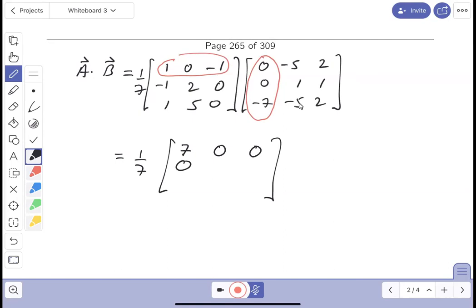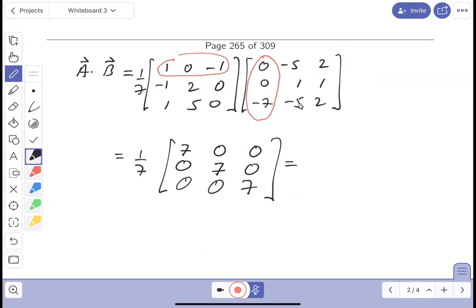Let's see, 5, 2, that's 7, and 0, that's 7. Next one, minus 2, 2, and 0. That's 0. Next row, 0, 0, 0. Next one, minus 5, 5, and 0. That's 0. 2, 5, and 0. That's 7.